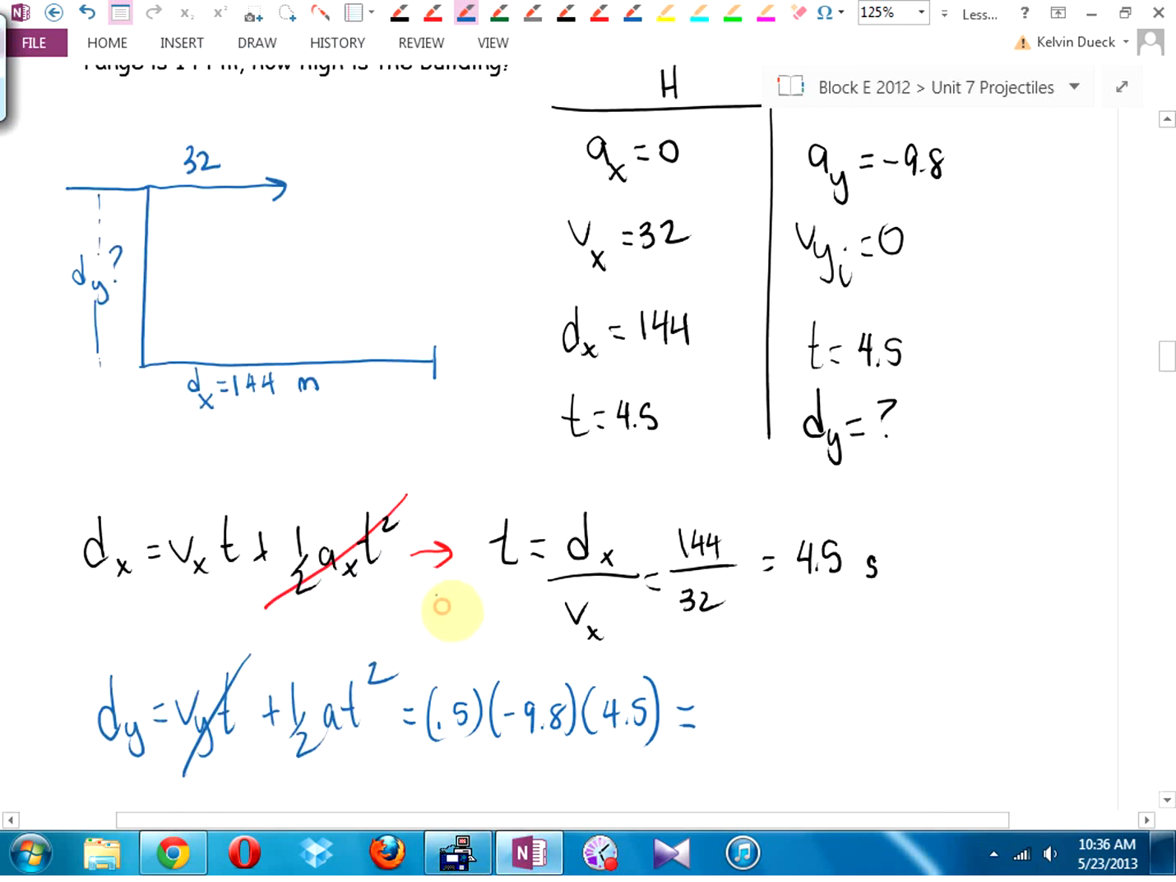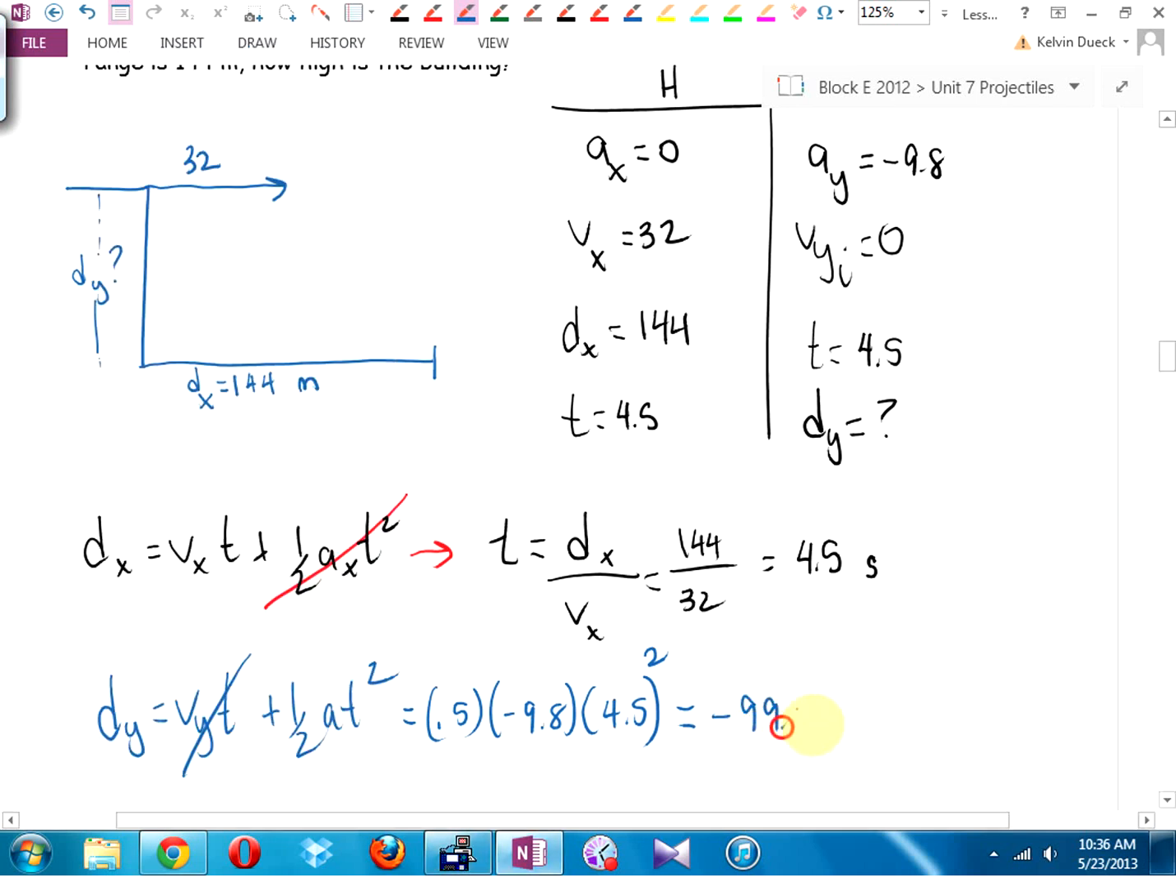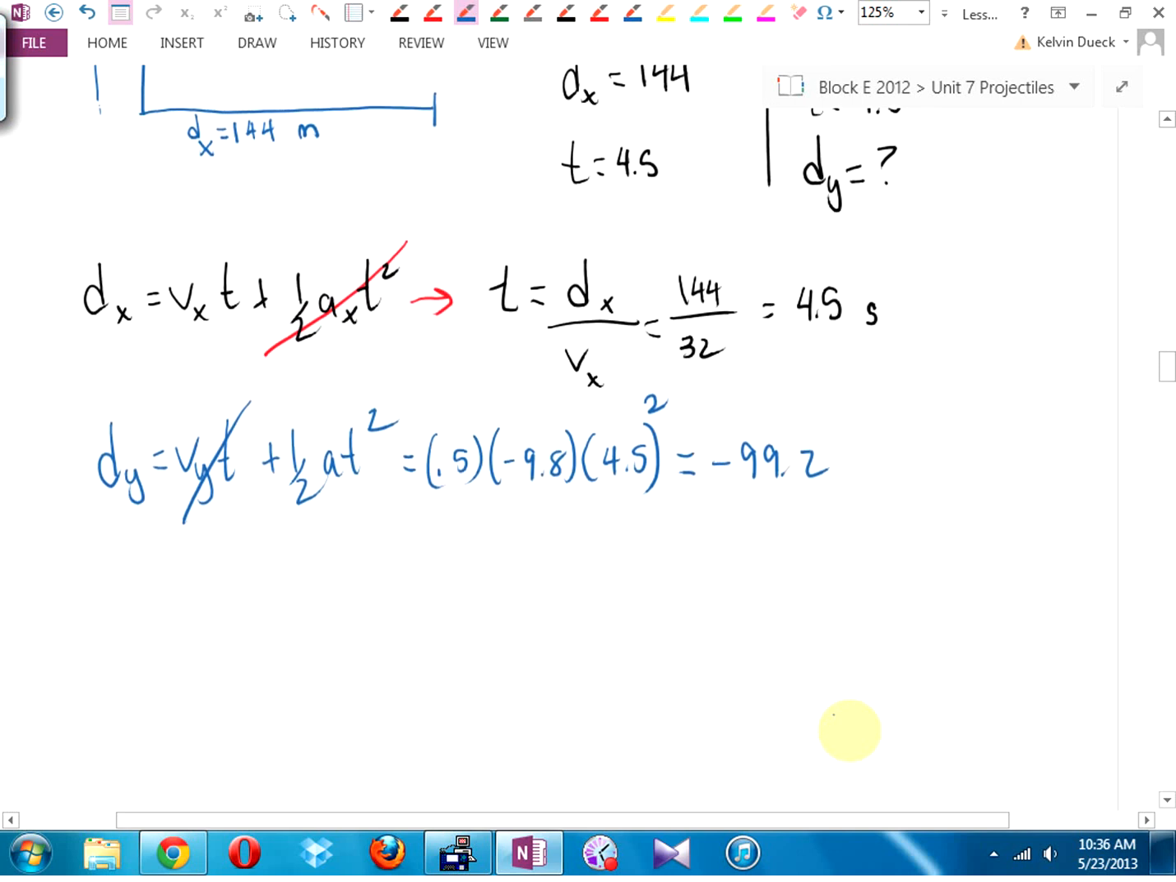I forgot the squared. Wow, that would have been dumb. Squared! Do you get negative 99.2? And I'll just make a final height equals positive 99.2 meters.